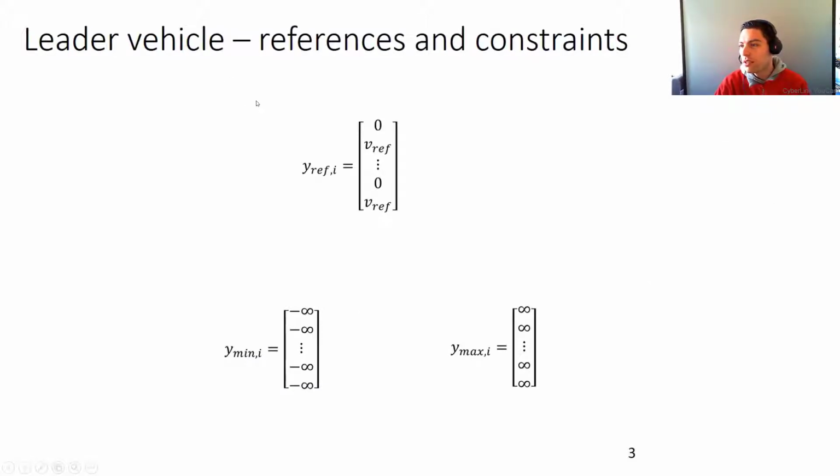Just short, the references and constraints for the different vehicles. So we made a difference between the leader vehicle and the follower vehicles. For the leader vehicle, we just gave a reference velocity with minimum and maximum constraints of minus and plus infinity. And important to notice that the weighting matrix in the optimization or objective function is 0. The elements are 0 for these positions. So we only are interested in the reference velocity for the leader vehicle.